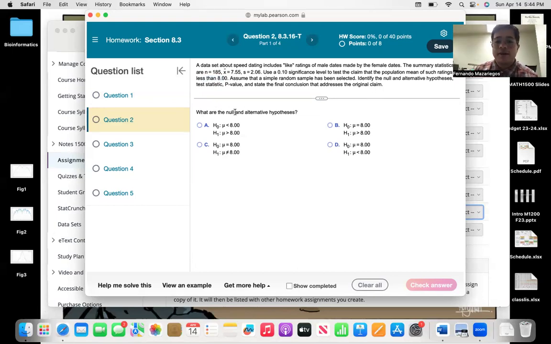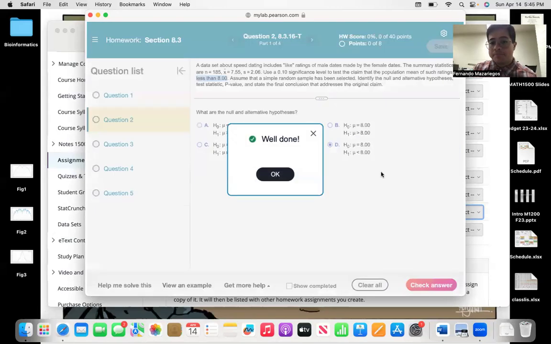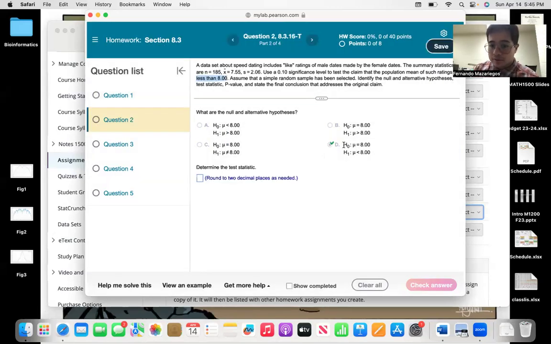Identify all these things for the hypothesis test. So first, we need to identify the null and alternative hypothesis. Remember, the null hypothesis is always equal to, and then for our alternative hypothesis, we want to match the claim. So in this case, less than 8. So it has to be option D. Alternative hypothesis is less than, and null hypothesis is always equal to.